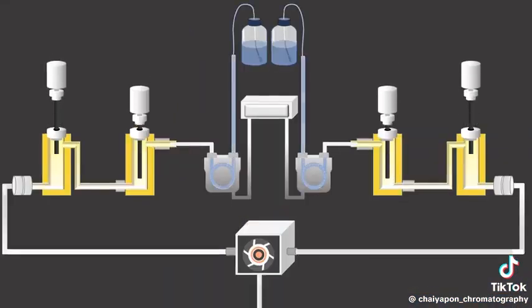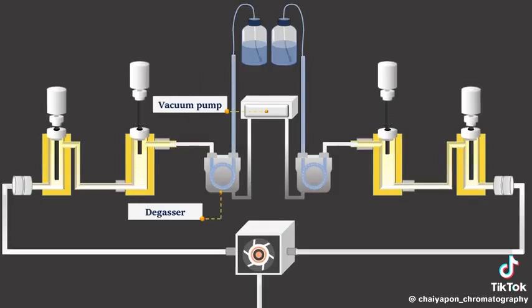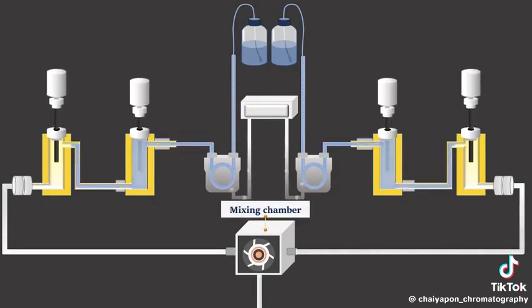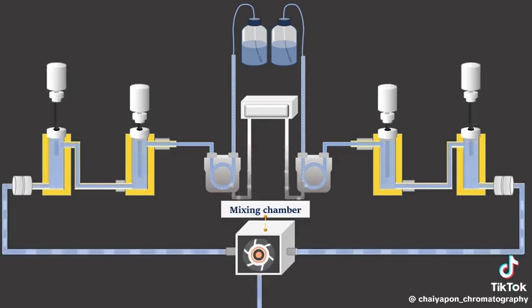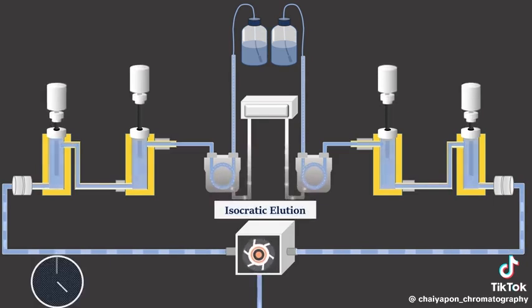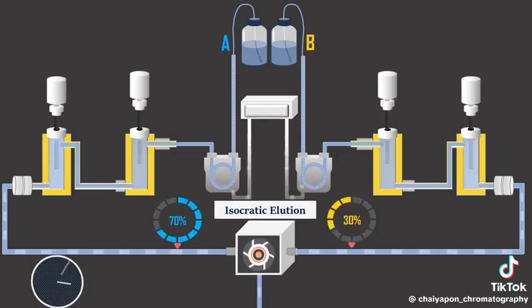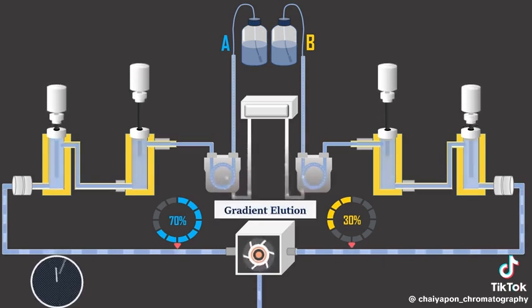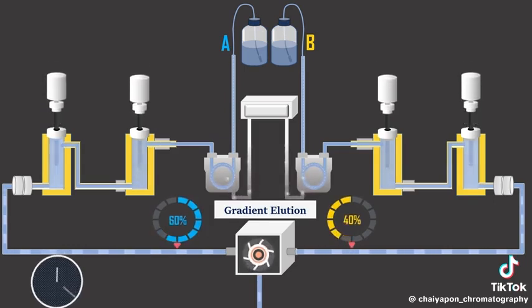In the HPLC system, a vacuum pump and a degasser are connected to the pump and used to remove dissolved gases from the solvents. The pump drives each solvent to the mixing chamber, where mixing takes place under higher pressures. HPLC analysis commonly uses isocratic or gradient elution. In isocratic mode, the mobile phase composition remains constant throughout the procedure. Whereas in gradient mode, the mobile phase composition is changed during the separation process.